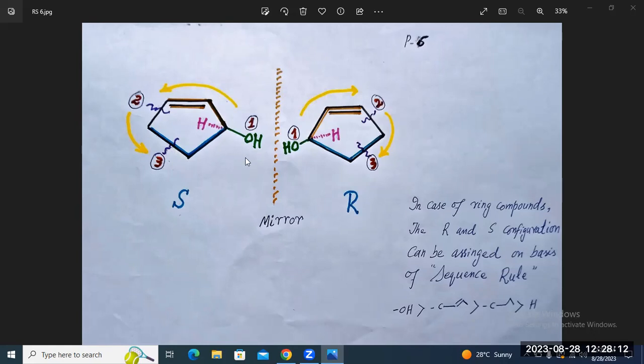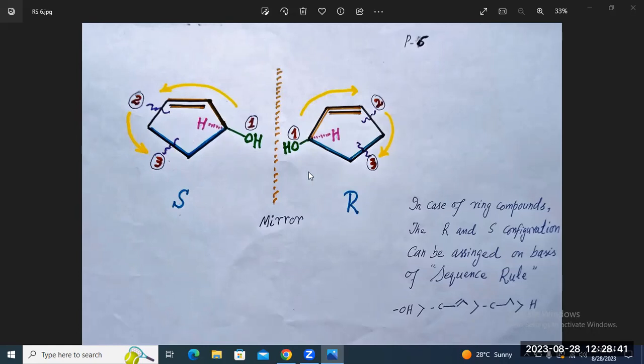So we can rotate from 1 to 2 and 2 to 3 here. So this rotation would be anti-clockwise rotation. So here, this molecule would have the S configuration. So the carbon would be configured as S.